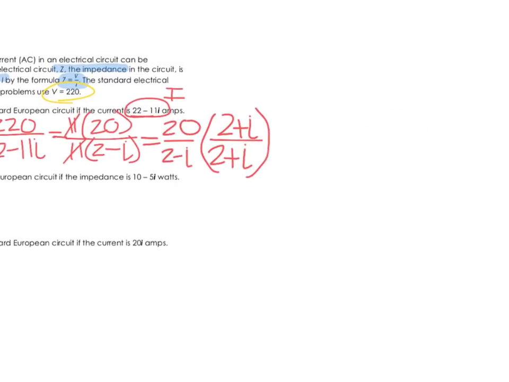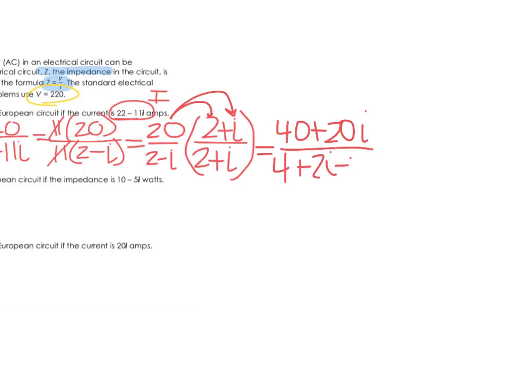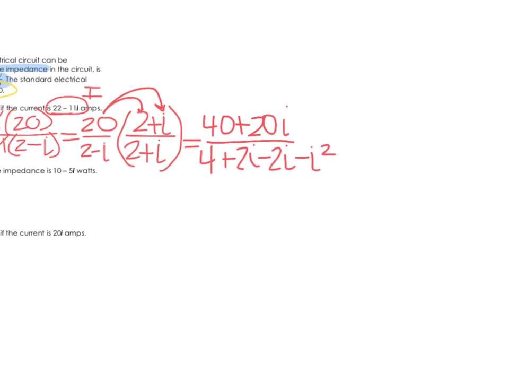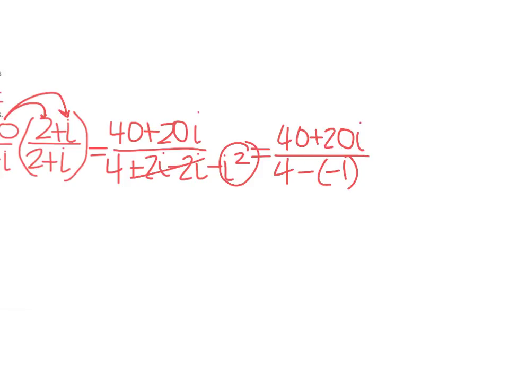And when we do that, on top we've got to distribute the 20 to both terms. So we end up with 40 plus 20i. And then on the bottom, we FOIL it out. So we end up with 4 plus 2i minus 2i minus i squared. Then we keep simplifying, so we end up with 40 plus 20i over, the 2i's cancel out, 4 minus negative 1, right? Because we can replace the i squared with negative 1.